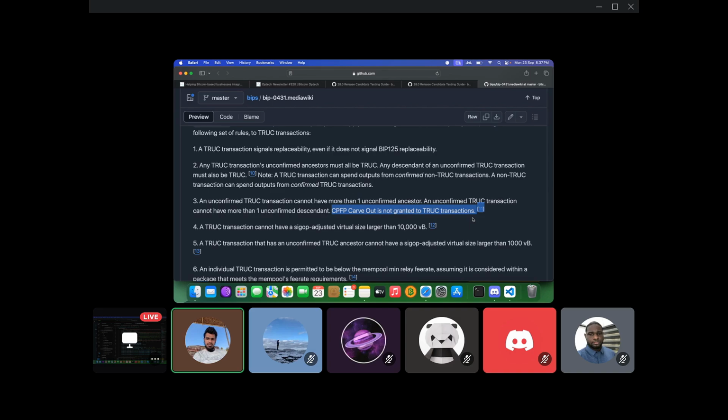What is CPFP carve-out? It's a mechanism for mitigating pinning. It is primarily used on pre-signed transactions like the commitment transaction on the Lightning Network. So up till now, we had a topology where a transaction is not eligible to enter the mempool if it has 25 or more unconfirmed ancestors already in the mempool.